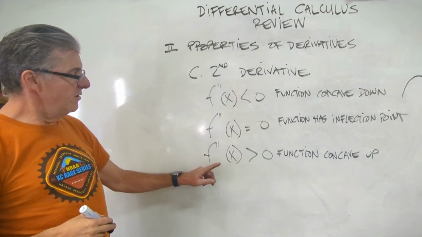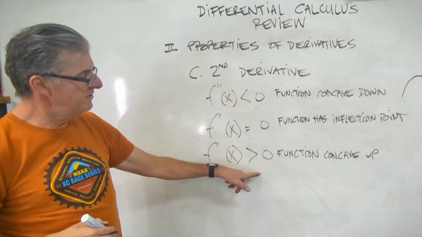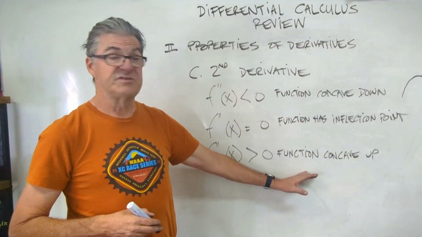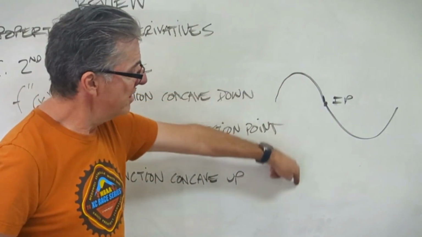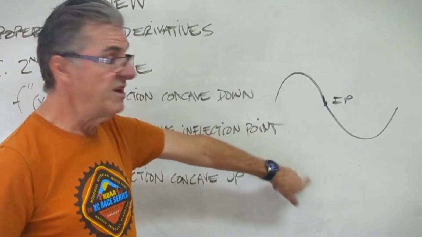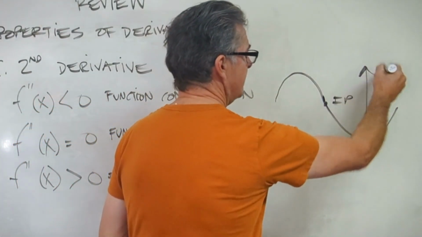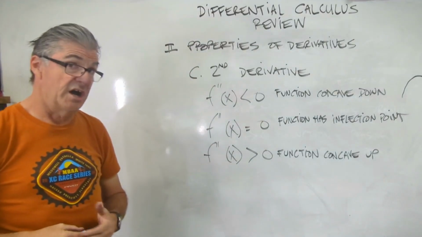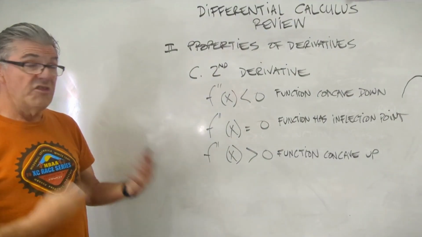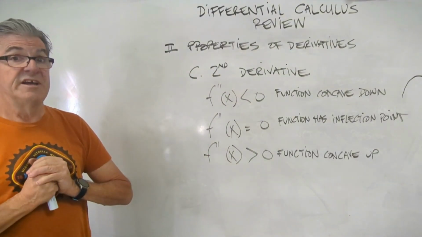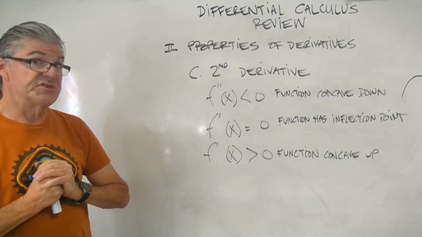And then finally, when the second derivative is positive, then we have a concave up situation. So here we have concave down, second derivative negative; second derivative 0, inflection point; and here we would have a second derivative that would be positive, and we would be concave up. Now, all this stuff ties together in graphs. So let's do one of those next.